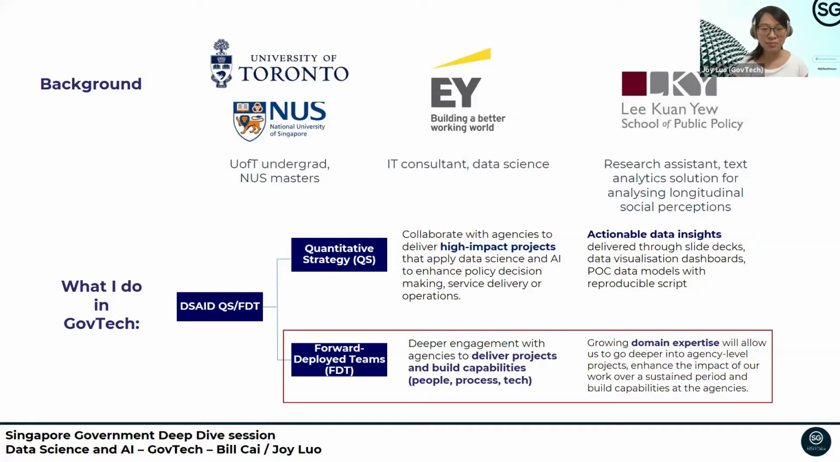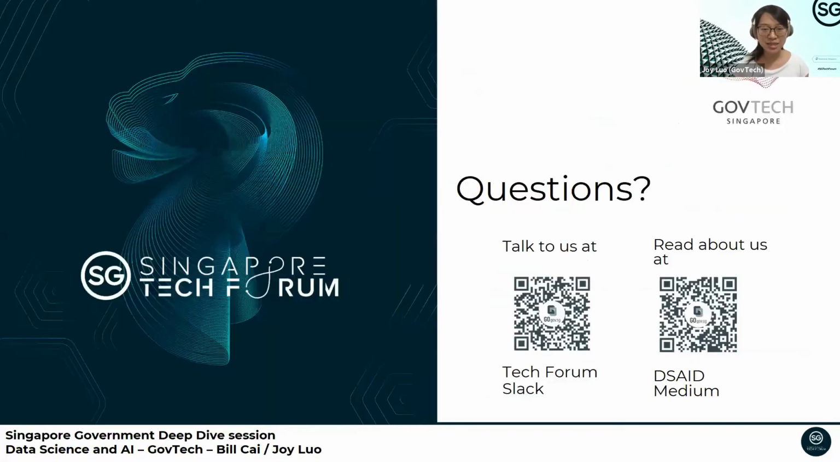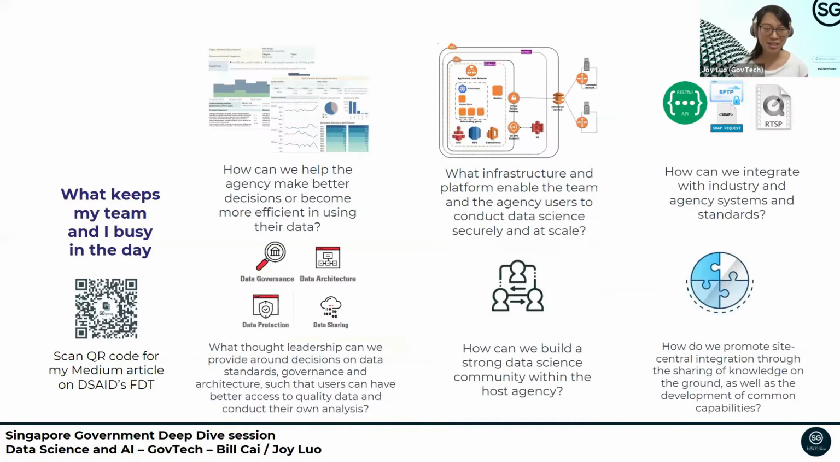So now, what exactly is it that we do to build data science capabilities into the host agency's DNA? Next slide, please. Today's session is too short for me to go into all the exciting details, but feel free to scan the QR code on my slide right now to read up all about it on my Medium article. But to give a really quick summary of the type of work that we do, I think I can summarize it into generally four broad categories.